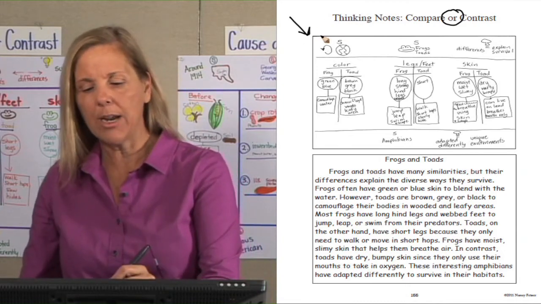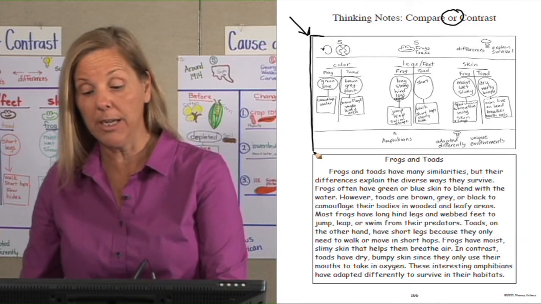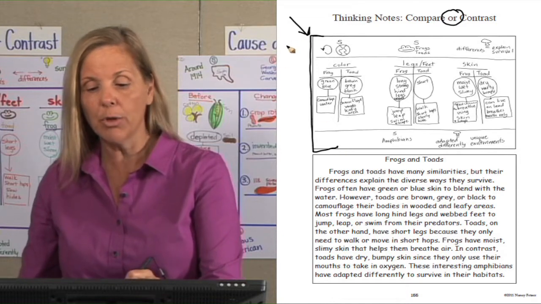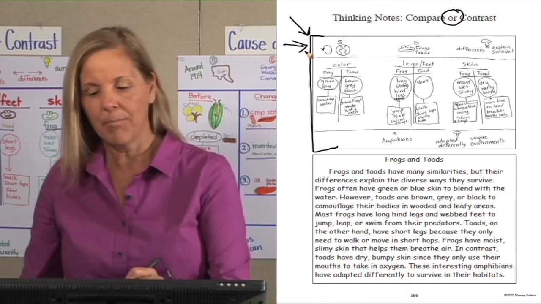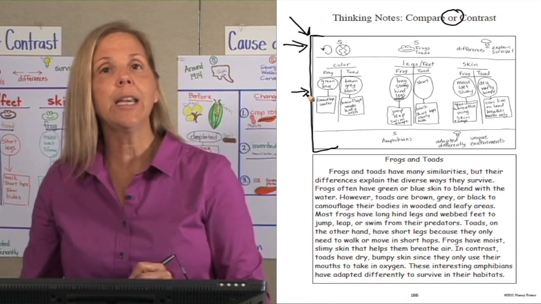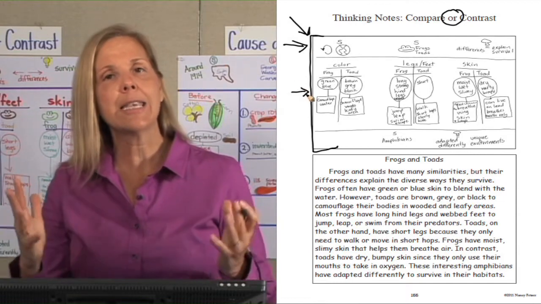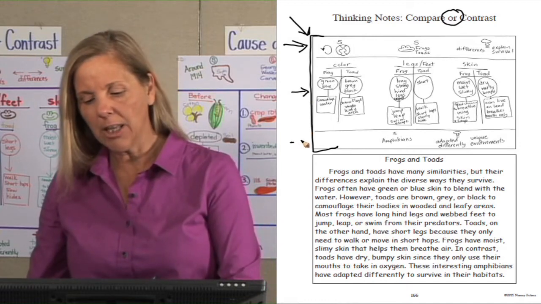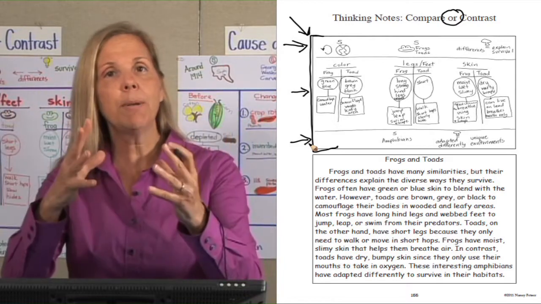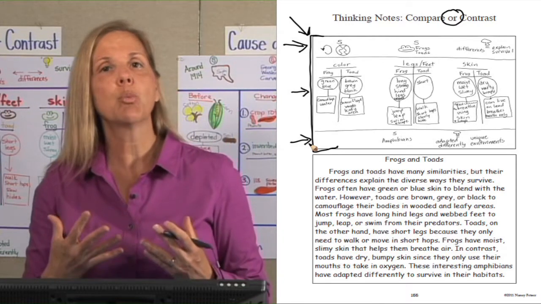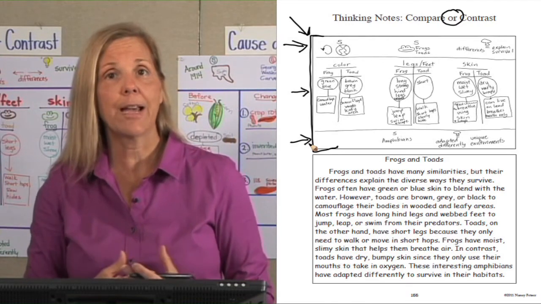So here on my organizer that has been completed here about frogs and toads, you will see the top section is going to be for our big idea. The middle section, the body, is going to be where we have that analysis. And finally, the bottom, the conclusion, is going to basically repeat the big idea and also leave us with more information about why this matters.